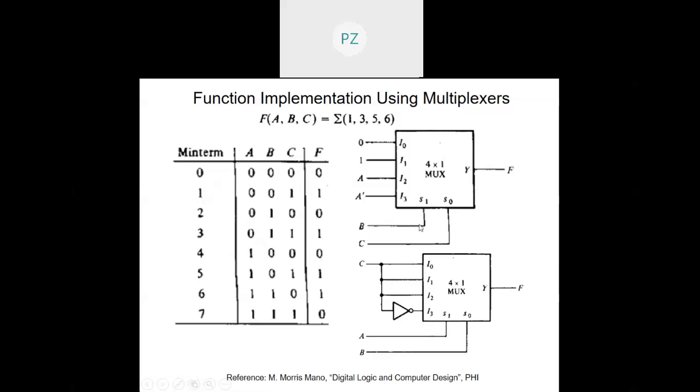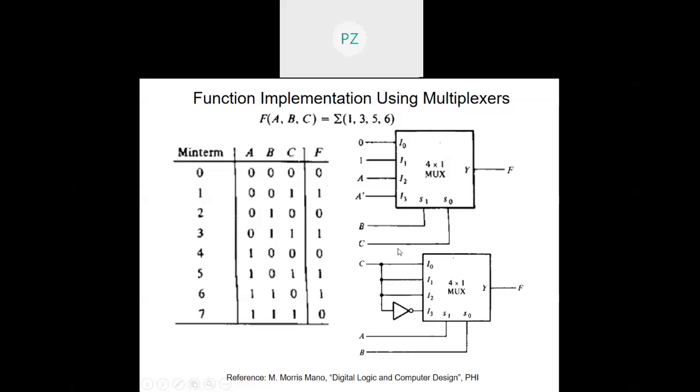Now come to the next combination, 0 1. 0 1 is over here and 0 1 is over here. Corresponding to this, F is 1 and F is 1, regardless of what A is. So I'll put a 1 here, so that whenever BC are 0 1, I'll get F as 1 from here and here. It is 1.